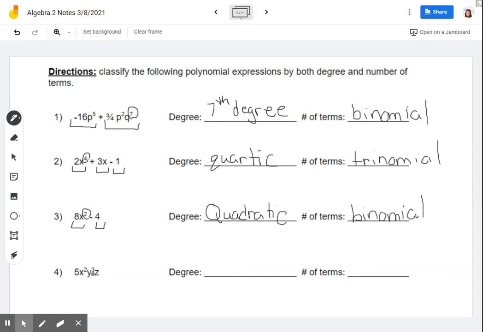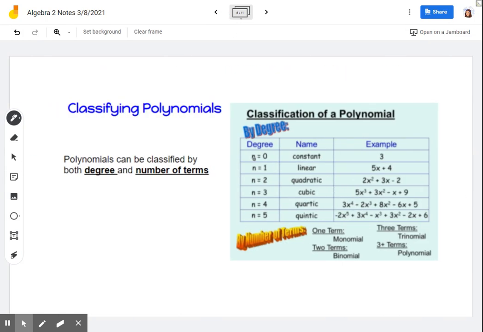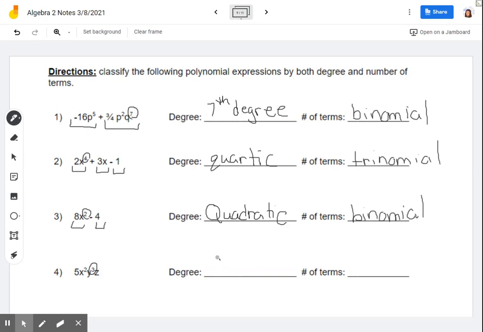For our degree here, the highest degree I see is a 3. So this is going to be 3rd degree. Remember, we're calling that a cubic. And there's nothing being separated by pluses or minus signs here. So even though we have 3 variables, it doesn't matter. There's no pluses or minuses. So we actually only have 1 term here. So we can call this a monomial.